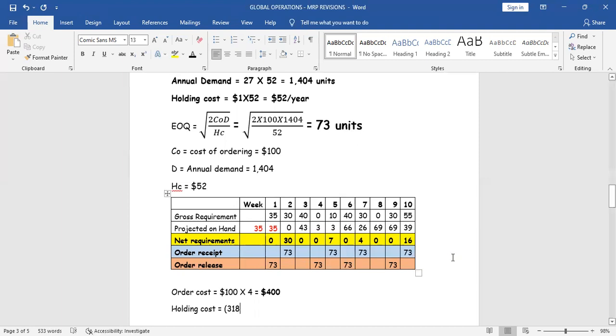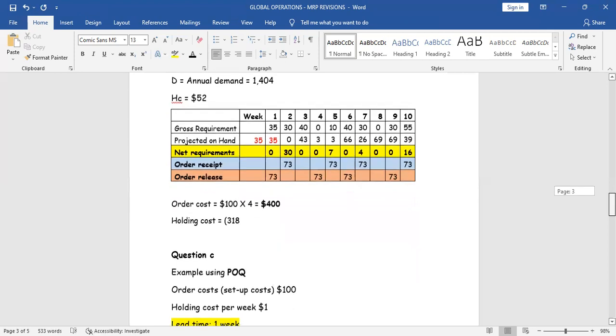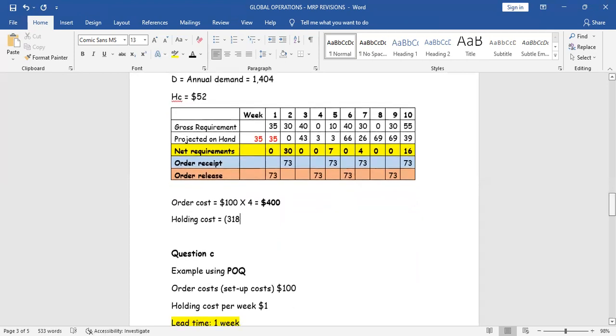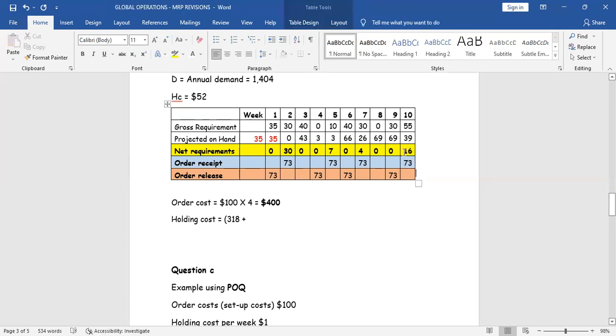Okay. Now I need to make a statement. There's something special about this kind of computation. Let's observe week 10. With week 10, did we receive anything? Yes. How many units did we receive in week 10? If you can see, in week 10 we received 73. What was the net requirement? 16. So meaning if we received 73 and the net requirement was 16, it simply means that we have inventory which we hold in week 10, which will spill over to the next period.